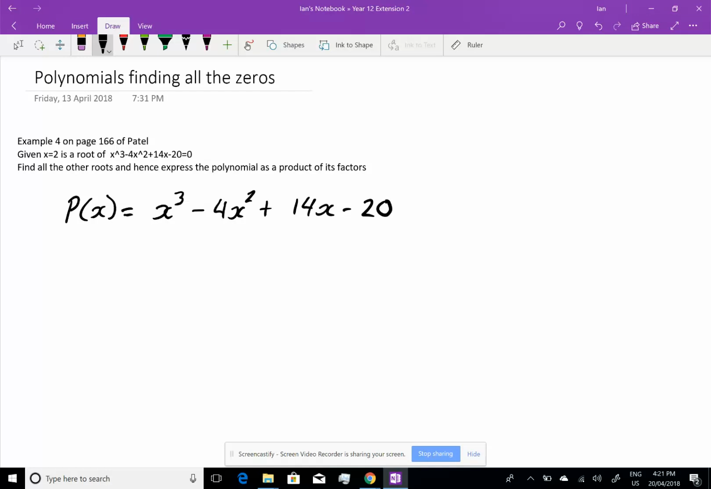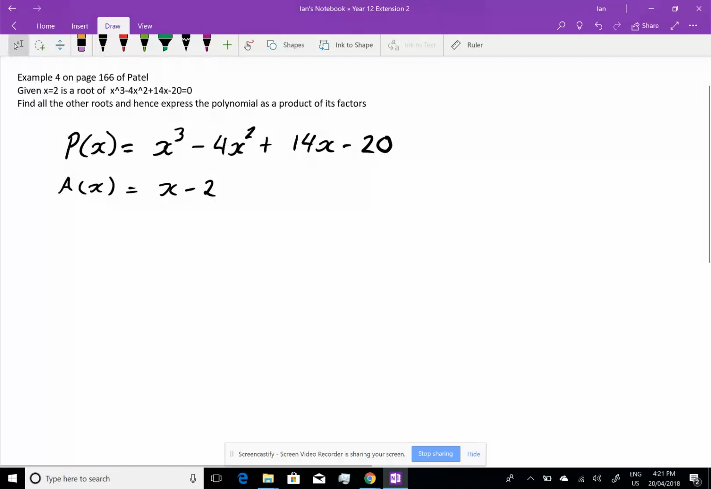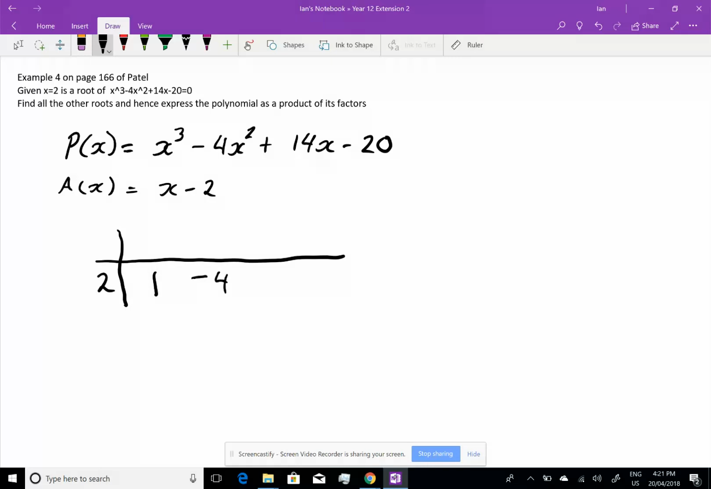So just finish that off. What am I going to do? Well, I know that a of x is x minus 2, and that's a factor. So I'm going to set up my synthetic division. I'll put a positive 2 in there because x equals 2, and then I have my 1, my negative 4, my 14, and my negative 20. And I start my division.